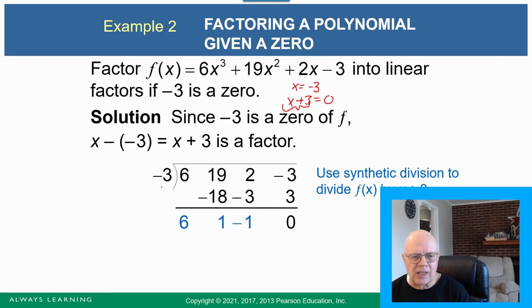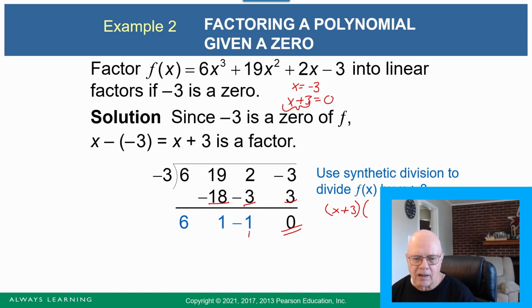and use synthetic division. Bring the 6 down, multiply that 6 times negative 3, there's your negative 18. Add these terms, you get a 1. 1 times negative 3 is negative 3. Add these, you get a negative 1 times negative 3 is a positive 3, and you've got a remainder of 0. So that means that our x plus 3 that we were checking to see whether it was a factor is definitely a factor, along with what?